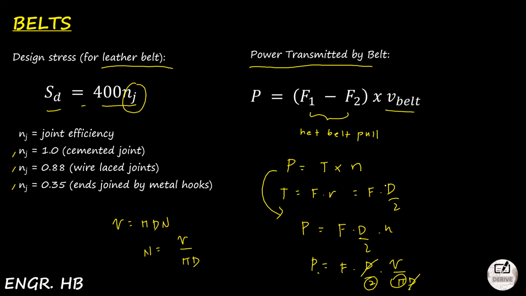So that will be the velocity of the belt, and this F, ang tinutukoy niya is net belt pull or the net force, which is the difference of the two tensions, the tight side and the loose side.